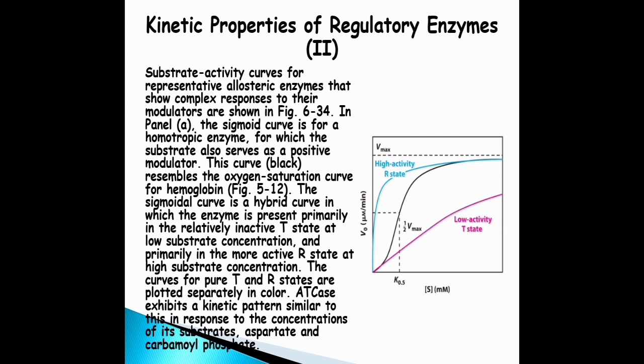The sigmoidal curve is a hybrid curve in which the enzyme is present primarily in the relatively inactive T state at low substrate concentration and primarily in the more active R state at high substrate concentration. The curves for pure T and R states are plotted separately in color. ATCase exhibits a kinetic pattern similar to this in response to the concentrations of its substrates, aspartate and carbamoyl phosphate.